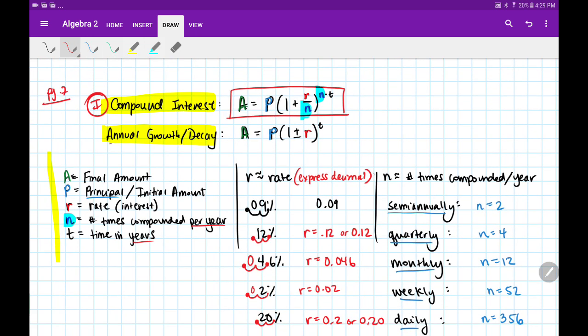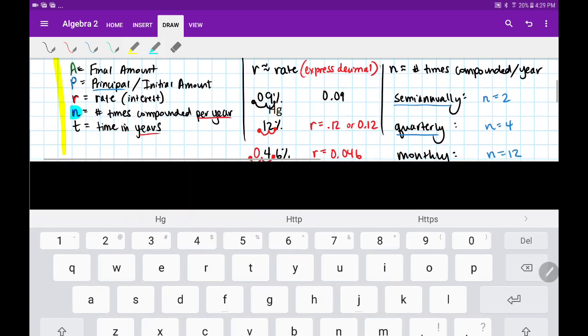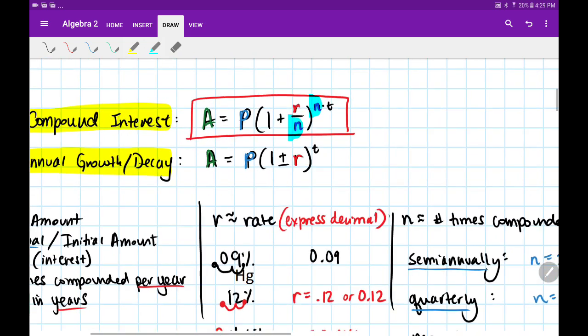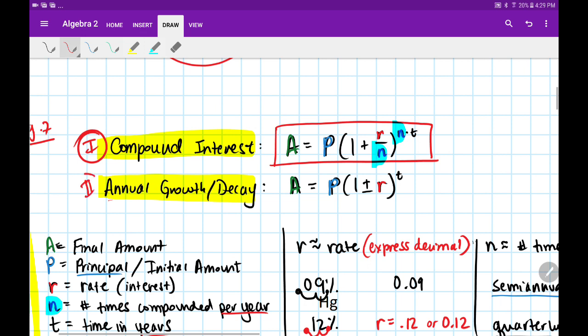Now the second formula is really nice because there's less stuff going on. So formula 2, you're going to use anytime you see the word annual growth or decay, or if you don't see any word at all. So if it just says, hey, the population grows at a rate of 15%, and it doesn't say annually or semi-annually or quarterly, it doesn't say how often, then you're always going to use this second formula.